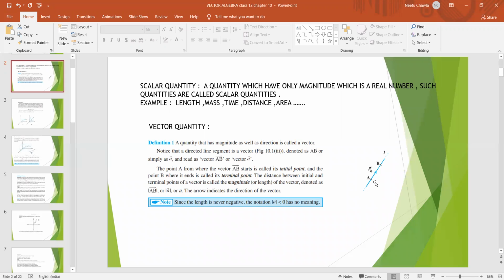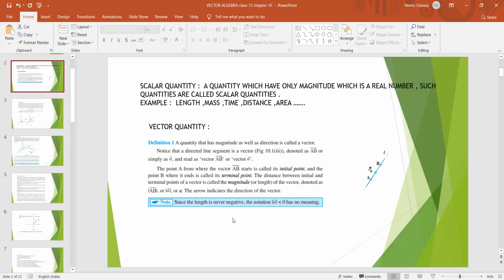So where A will be the initial point and B will be the terminal point, or final point, you can say. The distance between the initial and terminal point of a vector is called the magnitude of the vector, denoted by this modulus. We put it over here, which denotes the magnitude of that vector. The arrow indicates the direction of that vector.